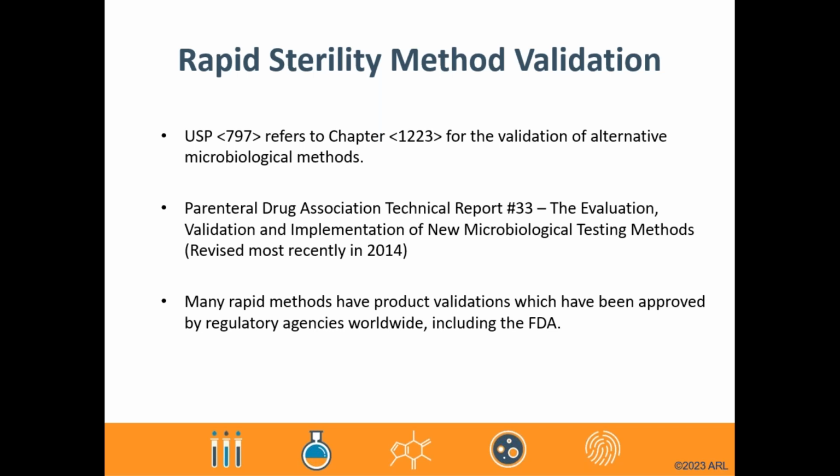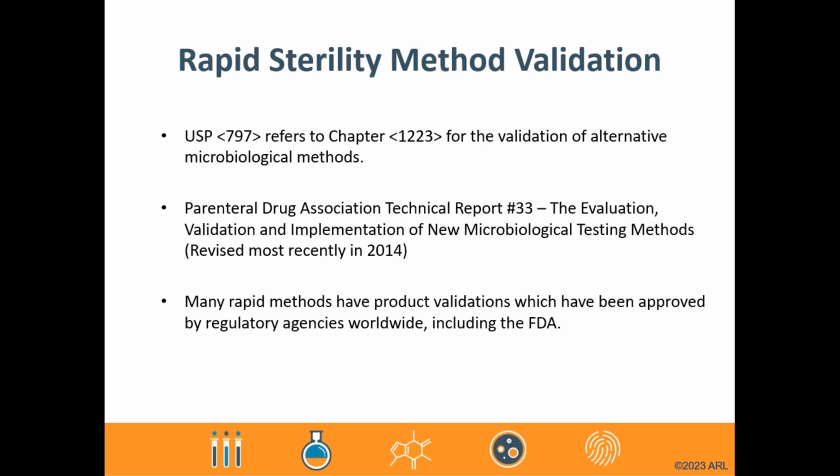Within the United States, PDA Technical Report 33, as well as USP 1223, can both serve as great starting points for the validation of any rapid microbiological methods. USP 1223, which is titled Validation of Alternative Microbiological Methods, is actually directly referenced in USP 797, which states, again, sterility testing must be performed according to 71 or a validated method.